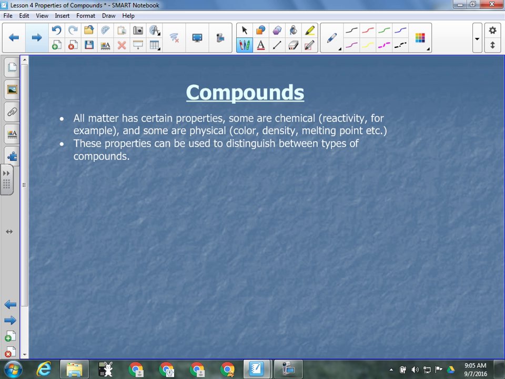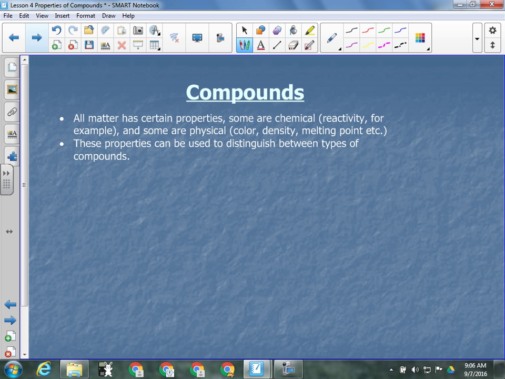All matter has certain properties. Some are chemical, reactivity is an example, and some are physical, things like color, density, melting point, conductivity, ferromagnetism, solubility. All these things are physical properties. Color, texture, all that stuff is physical properties. They're things that are readily observable about that material without anything else around. Those properties can be used to distinguish between the types of compounds.